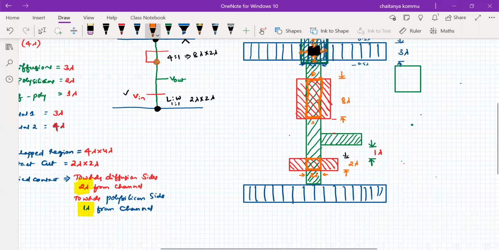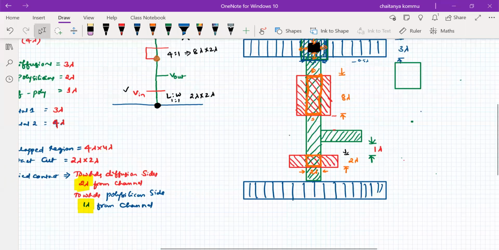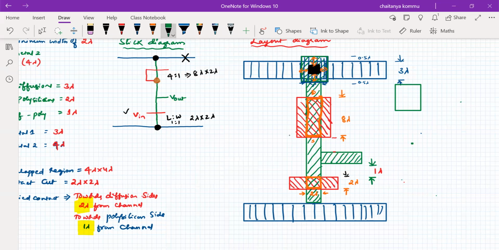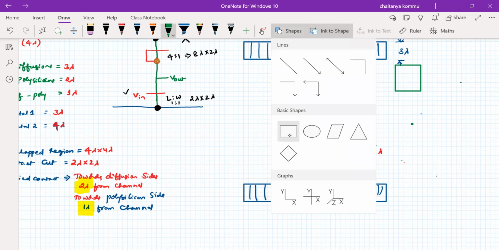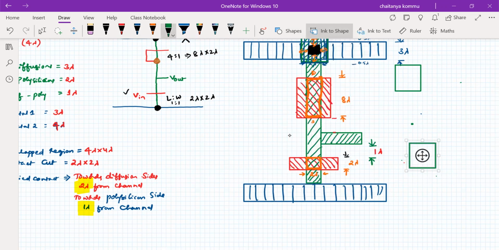The same kind of thing is required at the bottom also, the contact cut. So here I'm going to consider the same thing. So I put it here.